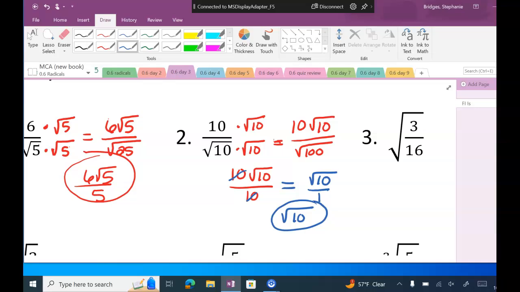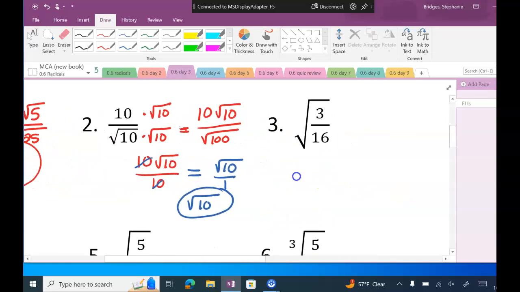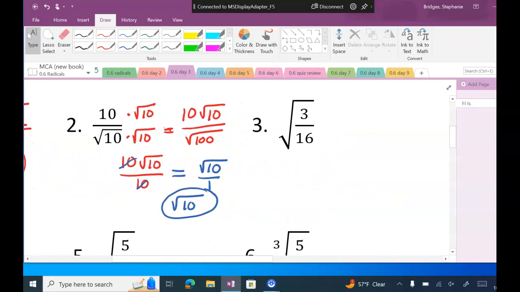Any questions so far? Okay. All right, now, number 3, you'll notice I have an entire fraction under the radical symbol. So that is also not allowed. The very first thing I recommend doing is I split it up. And what I mean by that is take the square root of the top and the square root of the bottom.